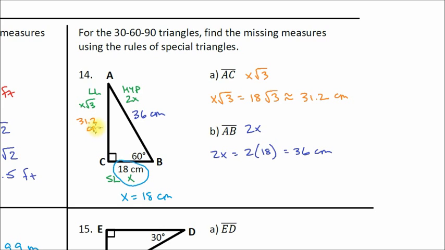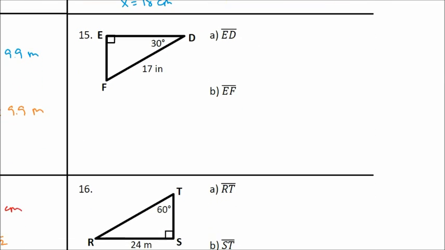31.2 centimeters. Let's see if this makes sense. Hypotenuse is the longest side. Long leg is longer than the short leg. It all looks good. Let's continue with the next one. Every time, class, same procedure.